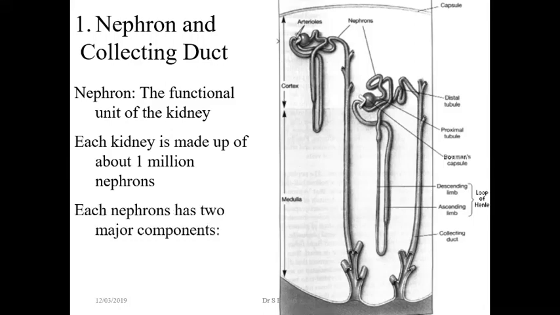Okay. So each nephron has two major components. You have the glomerulus and the long tube. So these are the distal loop of Henle, the proximal convoluted tubules, like I've already explained to you guys.